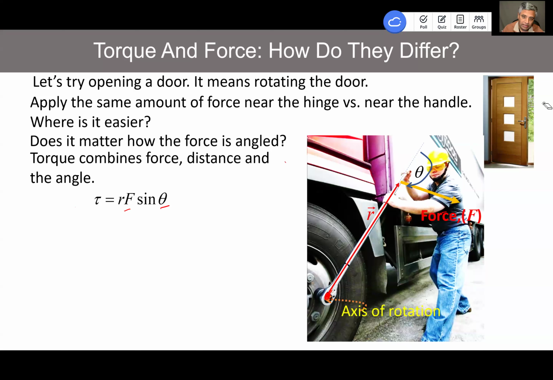So if any other angle is given, this formula may not work, and you need to modify it, because this formula works when this angle theta is the angle between R and F. If you are given a different angle, then this is not the angle between R and F, so this is not going to work. So how do we do it? There are different ways we can find torque. Anyway, if you know the angle between R and F, then you can multiply these three things and you get the torque due to that force.